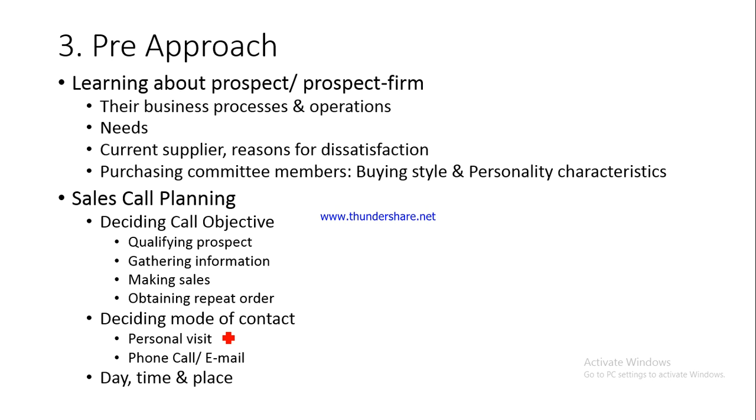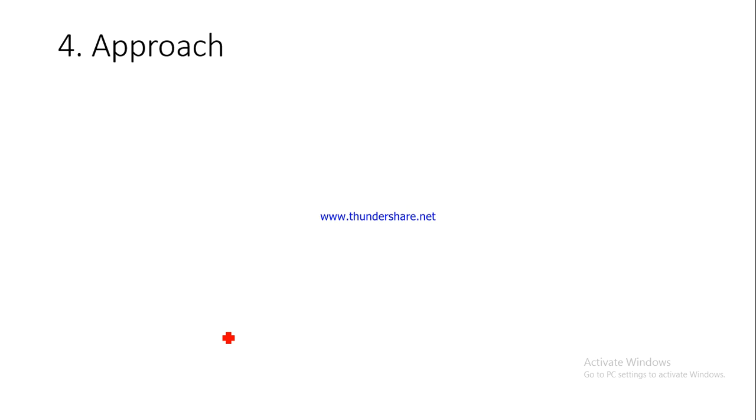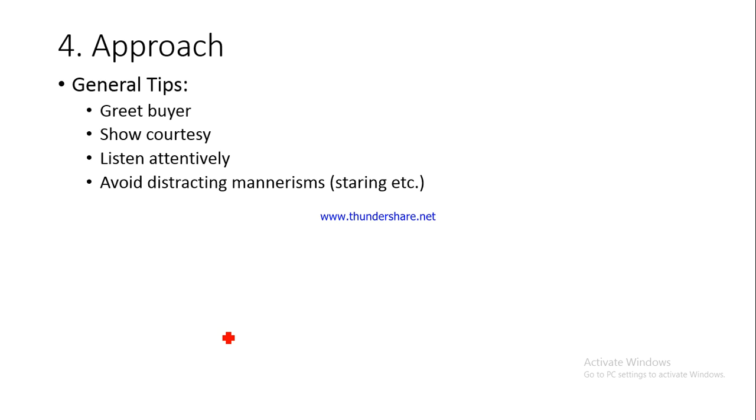Then comes the 4th step, which is basically approach. And this approach would be dependent on the kind of planning that you have done in the pre-approach step. Now, what will you basically be doing in the approach? You will be actually visiting the prospect and trying to convince him to buy your product, or try to convince him to at least check a sample of your product. So this would be your objective of this particular step. So what do we do basically in approach? We go to the prospect and we try and make him buy the product.